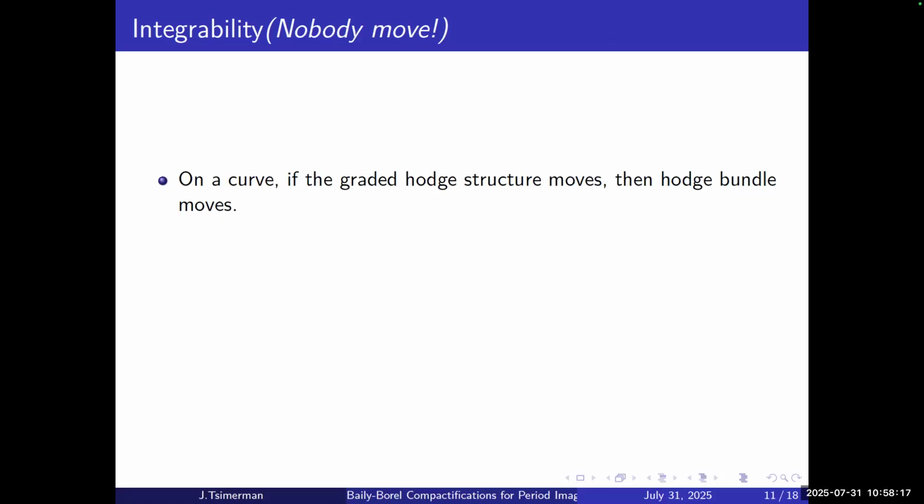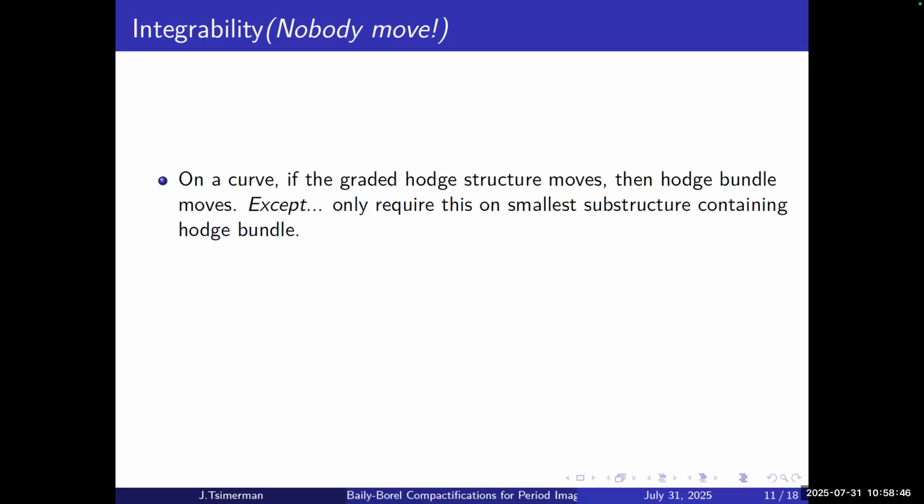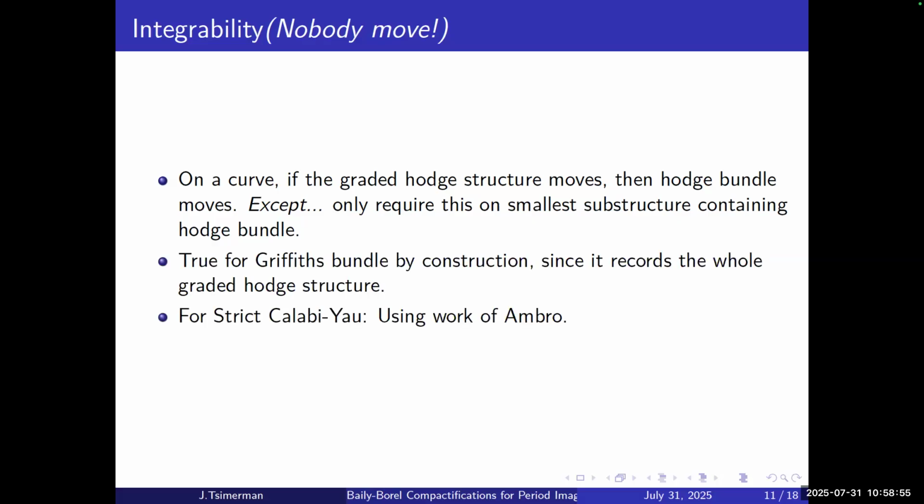Integrability is something which is immediate for the Griffiths bundle, but not so much for the Hodge bundle. It basically tells you that on the interior, the whole point is you have this immersive Kodaira-Spencer map. So if the Hodge structure is changing at all, then your deepest piece, the Hodge bundle, must also be moving. And so the integrability condition is that on the boundary, this is also true. If you look at the smallest variation containing your Hodge structure, then if that's changing, the Hodge bundle must also be changing. I didn't write this precisely. I'll keep it like this. So you don't require it on the entire boundary, just on the small substructure containing the Hodge bundle. But the Griffiths bundle is free, and for the strict Calabi-Yau, it followed using work of Ambro and a bunch of other people as well.